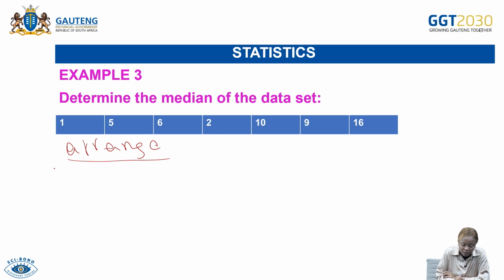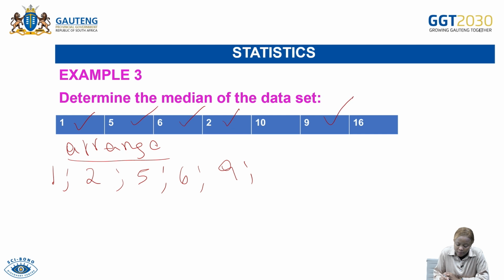So the first value there is going to be 1. I'm done with 1, and then I'll go to 2. I'm done with 2, and then I'll go to 5. I'm done with 5, then I move to 6. I'm done with 6, then I move to 9. I'm done with 9, then I move to 10. I'm done with 10, and then I move to 16. So now I have arranged my data set in an ascending order.